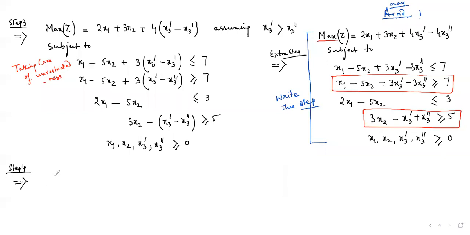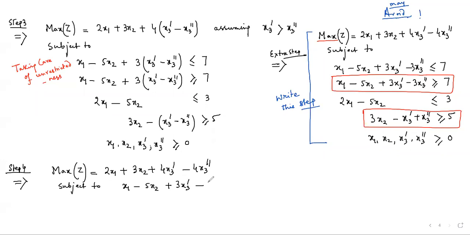Yes, so we can write it as max z equals 2x1 plus 3x2 plus 4x3 prime minus 4x3 double prime, subject to x1 minus 5x2 plus 3x3 prime minus 3x3 double prime less than or equal to 7, x1 minus 5x2 plus 3x3 prime minus 3x3 double prime. Okay, sorry.